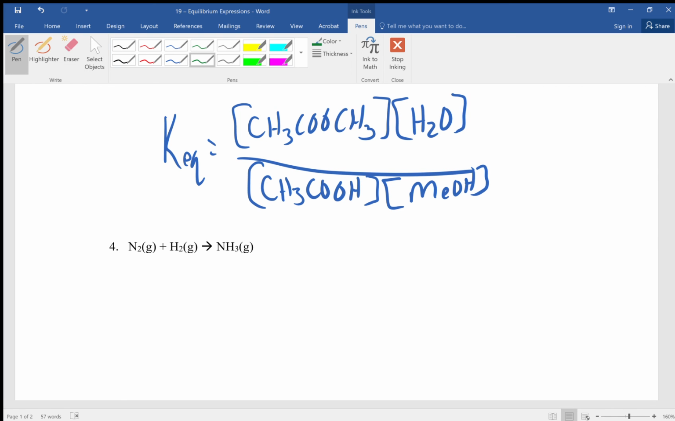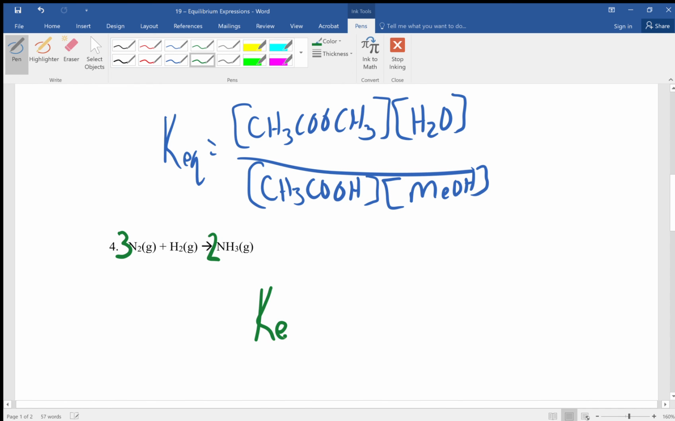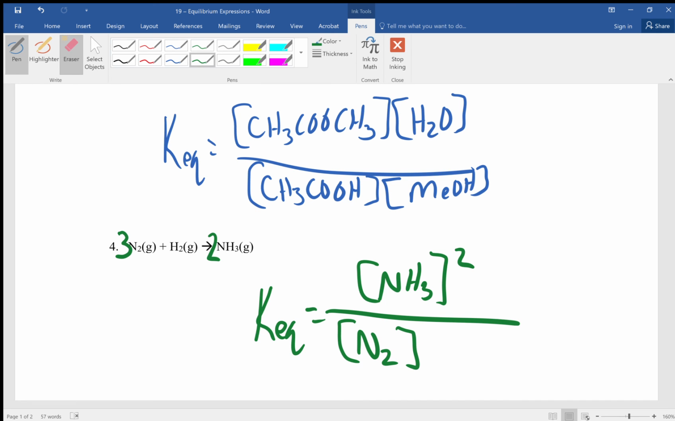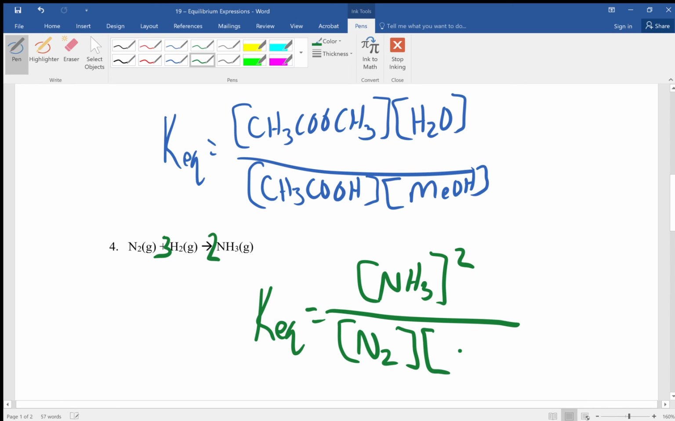And finally, in our fourth one, we need to balance it. And then KEQ is equal to the concentration of the product, ammonia, raised to its coefficient, divided by each of the starting materials. And hopefully you balanced it correctly. Raised to the third.